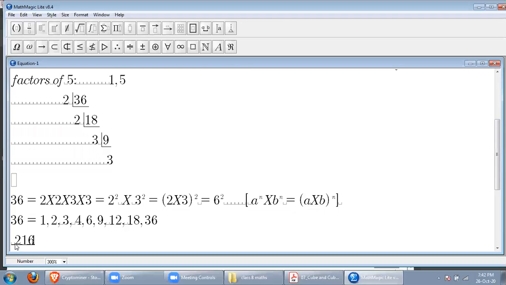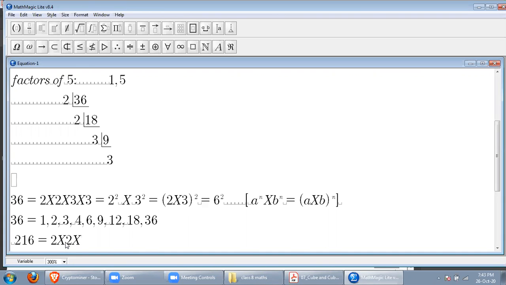216, start with the smallest prime number. It will be 2 into 108. Am I right? Yes. But just keep in mind that it is 108. Now I will not write 108. Now 108 can be expressed as a product of 2 into 54, with the prime number 2. Yes. But I will not write the 54 here. I will keep it in my brain.